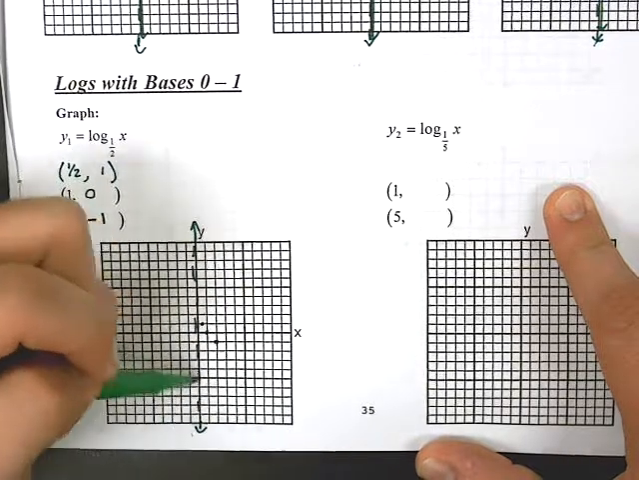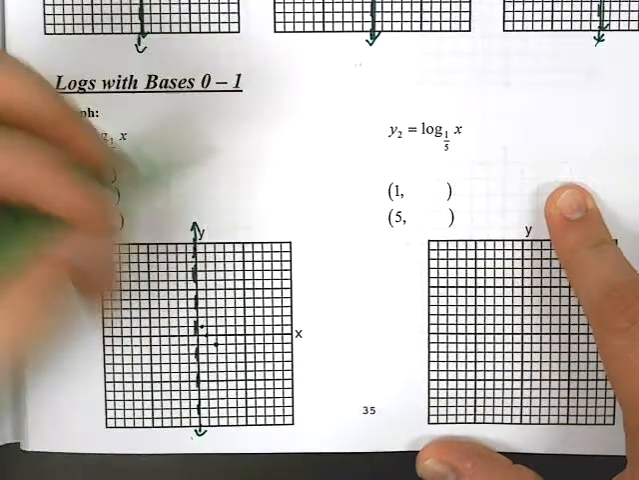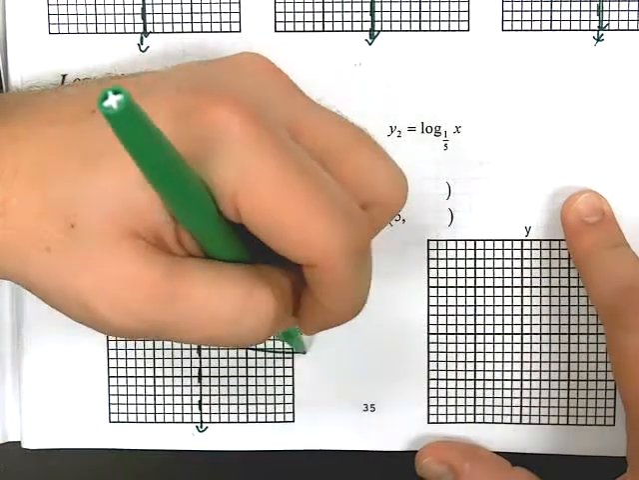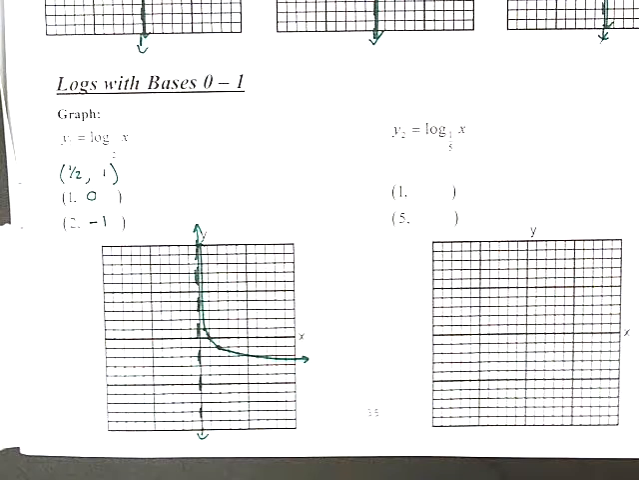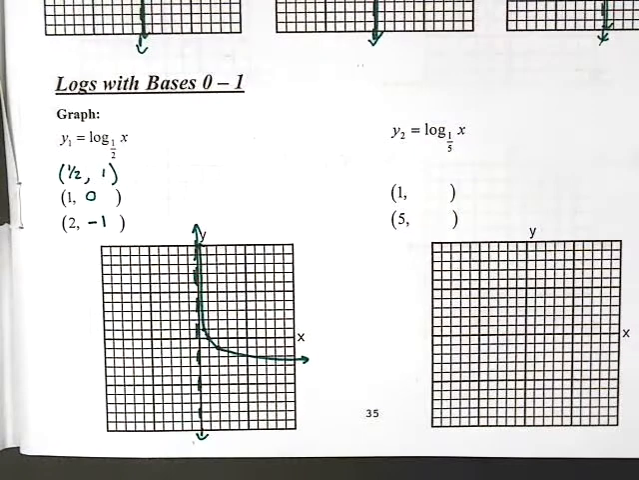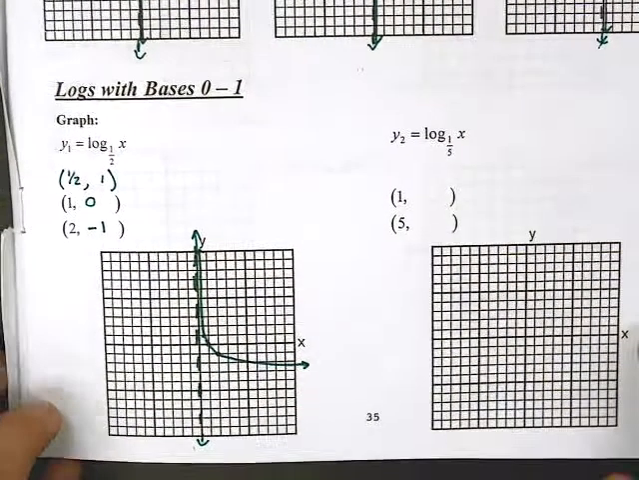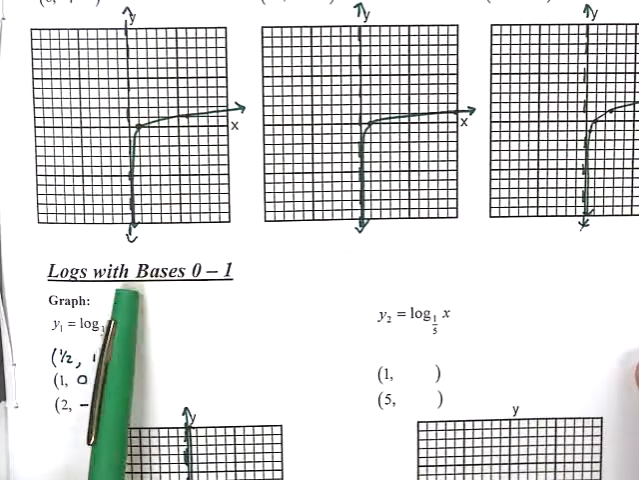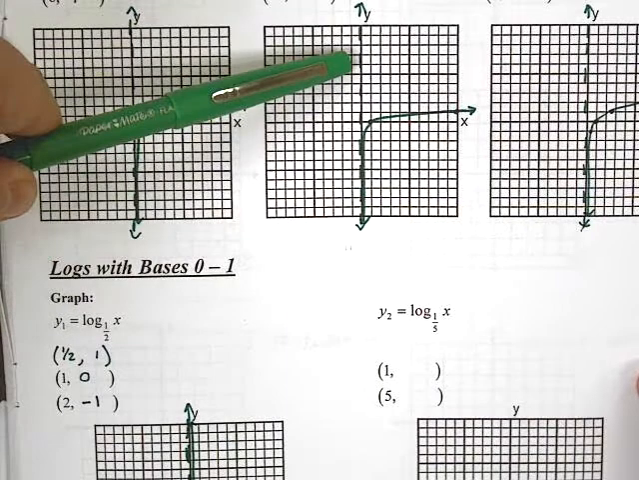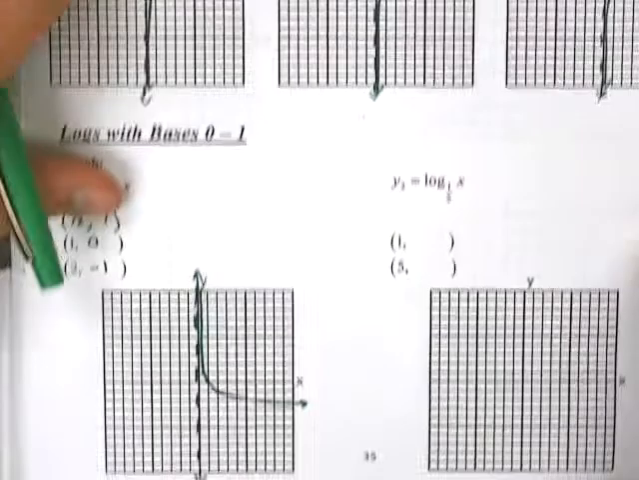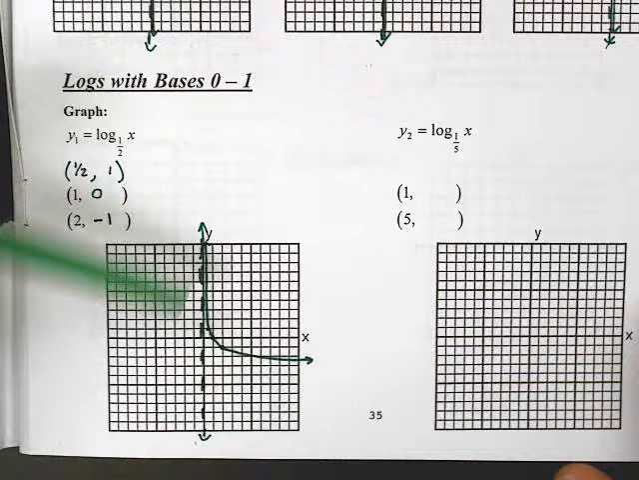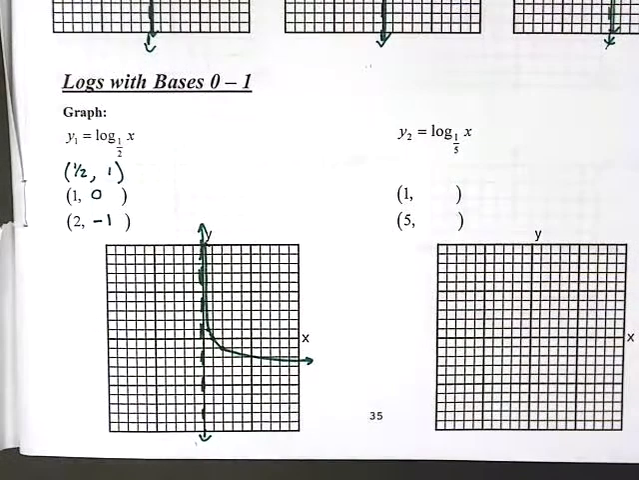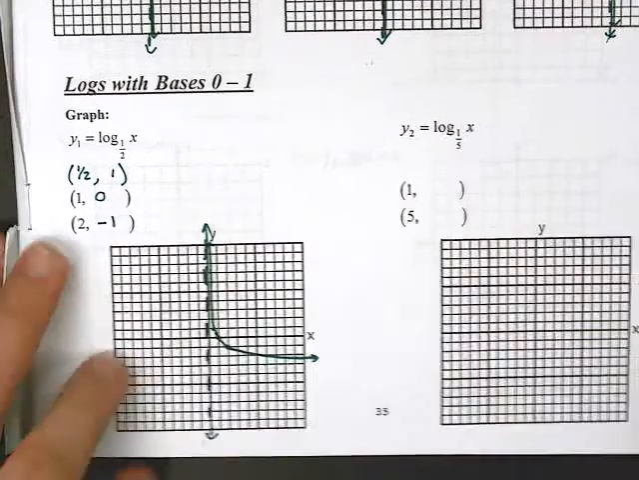Bad asymptote. But now I can see that my curve is doing one of these. Perfect. What do we see as the difference here? It looks like logs with base greater than 1 should be rising as x increases. And it looks that when our base is between 0 and 1, our graph is going to be descending. Decay.